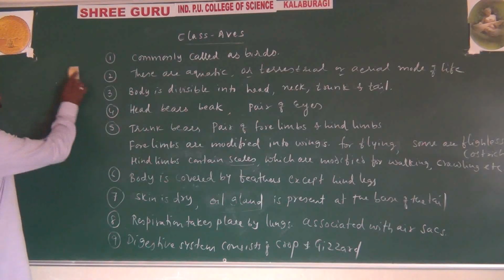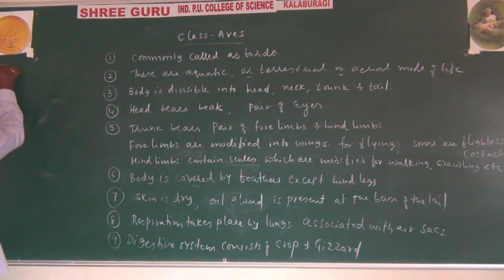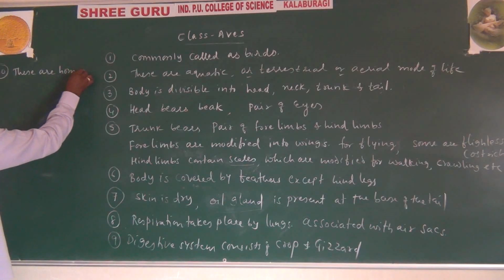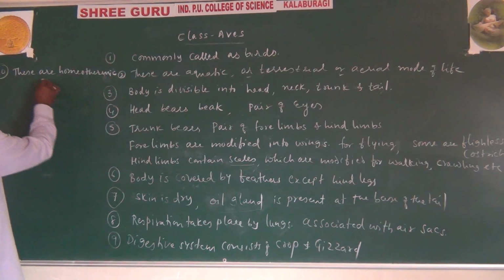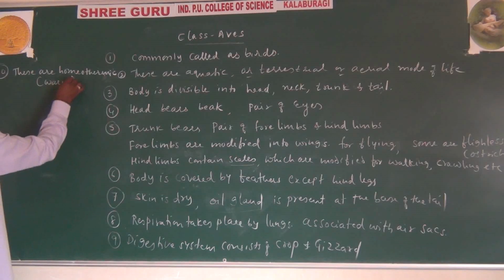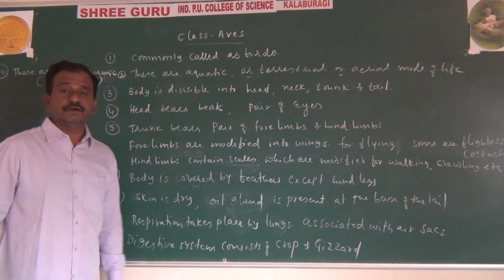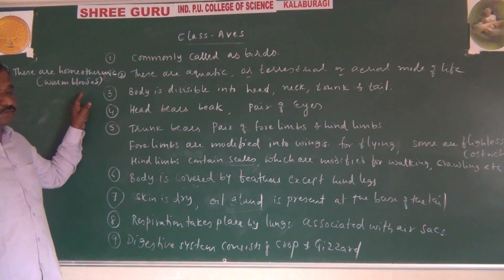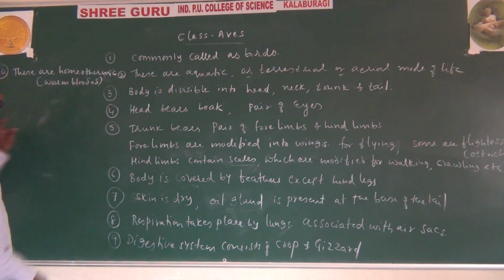Now the 10th character: these are homeothermic. What do we mean by the term homeothermic? Warm-blooded. Warm-blooded means they cannot change the body temperature according to the surroundings. According to the surroundings, the body temperature does not change. That is what we call warm-blooded.